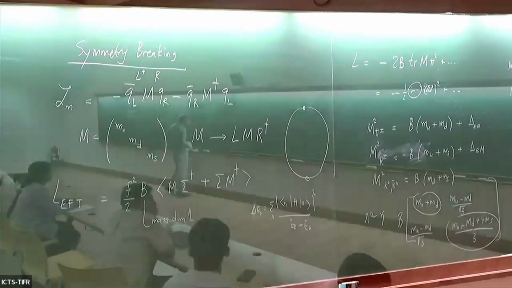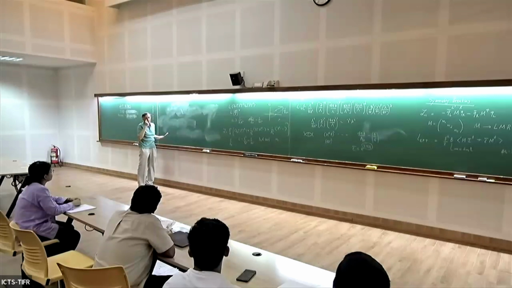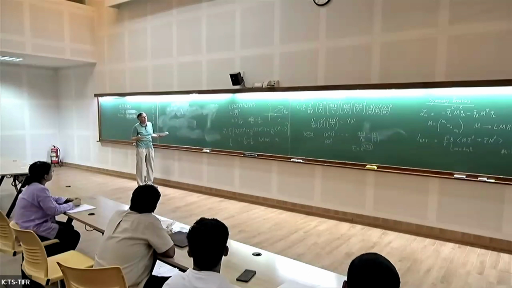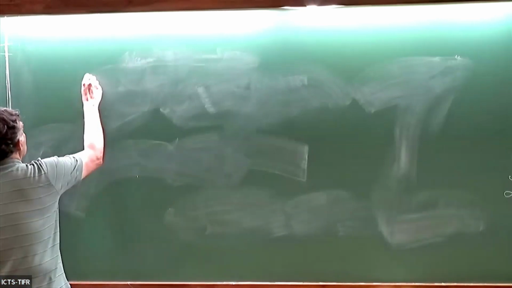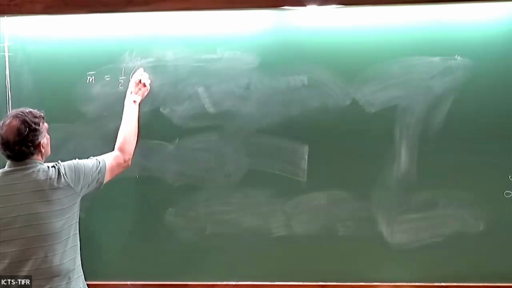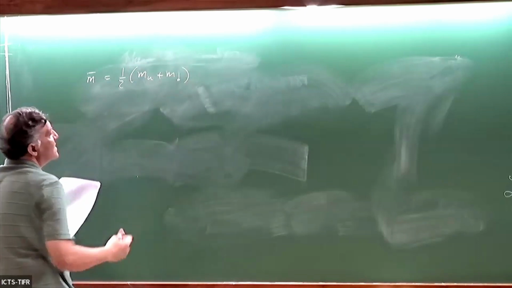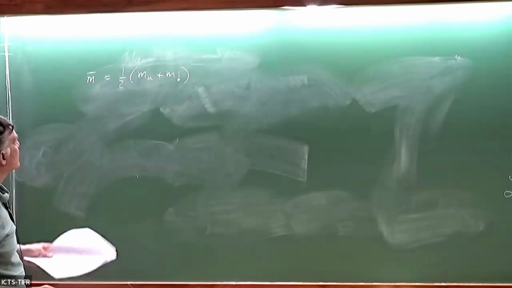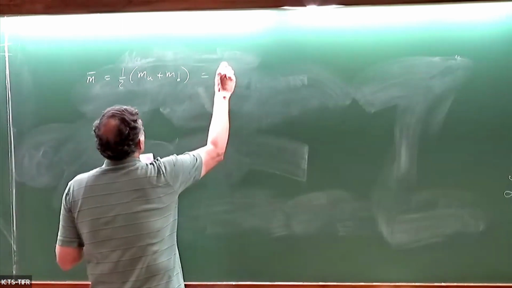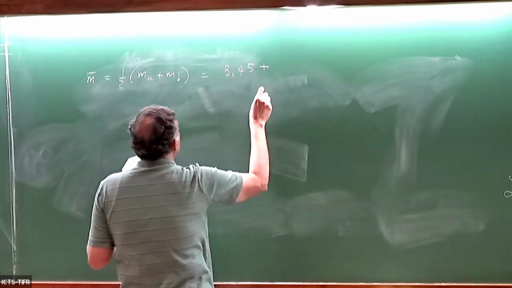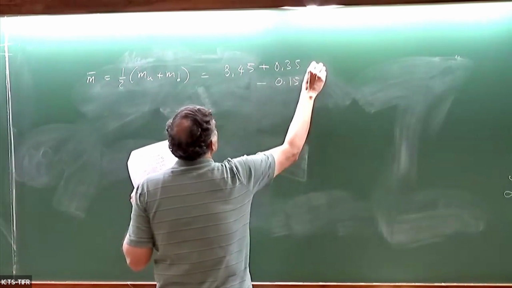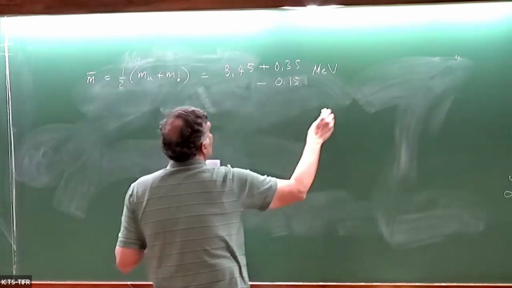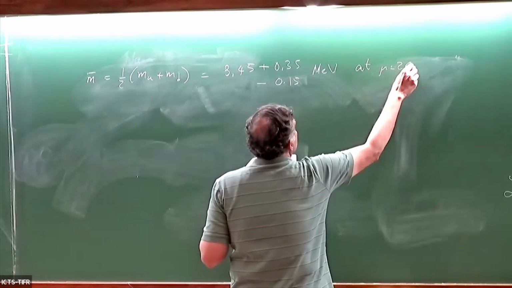So there are various methods people have used to extract the quark mass itself. Nowadays the direct method would just be the lattice, where you compute on the lattice and convert to the MS bar scheme by some renormalization. The quantity m bar, which is the average of the up and down quark masses, is easier to simulate on the lattice because you don't have to put in isospin breaking. The PDG value for this is 3.45 plus 0.35 minus 0.15 MeV. This is the MS bar mass at mu equals 2 GeV.